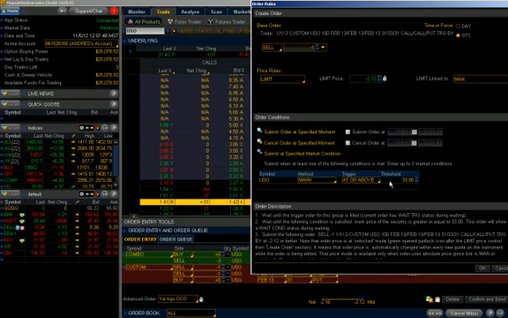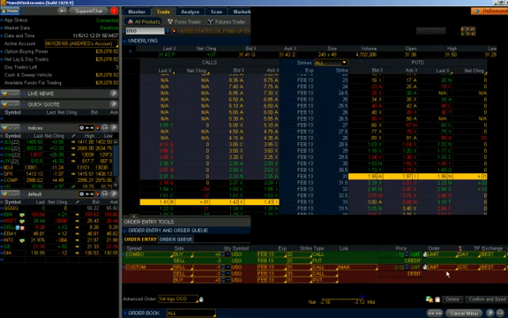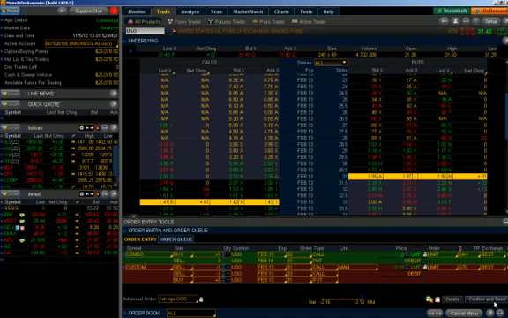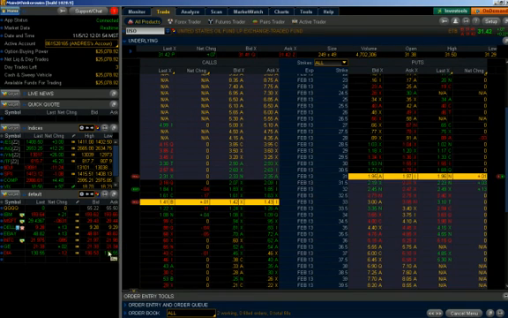Now, if it trades at or above 33, I'll close this out. Otherwise, I'll buy 300 shares of oil. Okay, that's one trade. Done.